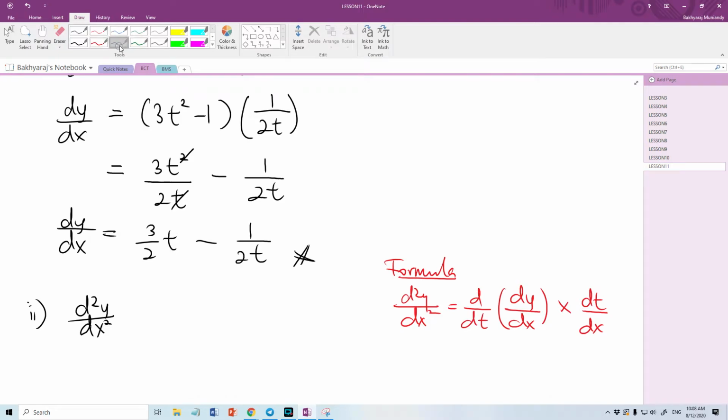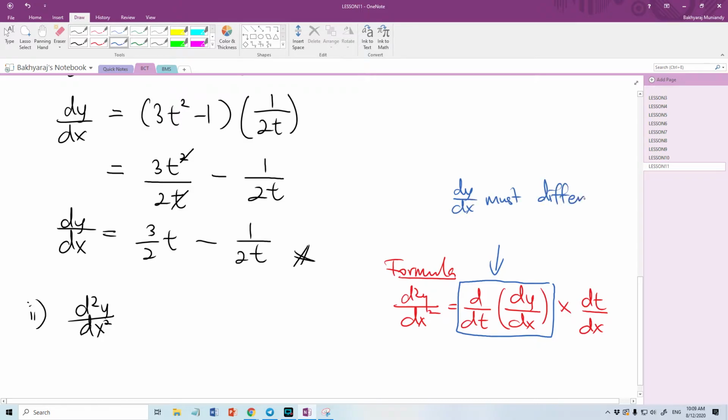Okay, how to find this? Macam mana kita nak dapat ni? Okay, this says that, yang ini sebutkan apa? dy dx, we must differentiate with respect to t. Itu maksud dia. If you can differentiate dy dx with respect to t, then you get this answer. Okay, so how we going to do that? Macam mana kita nak buat tu?